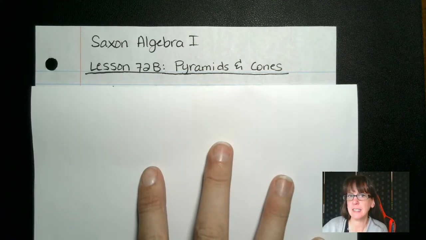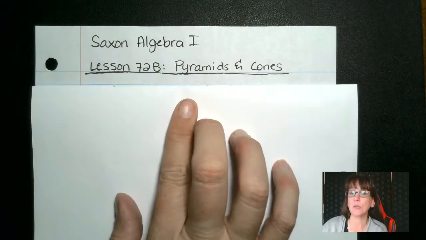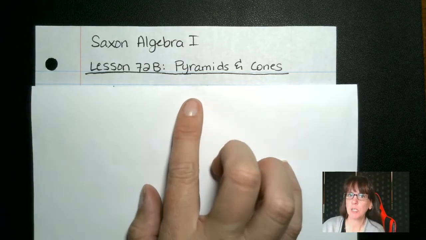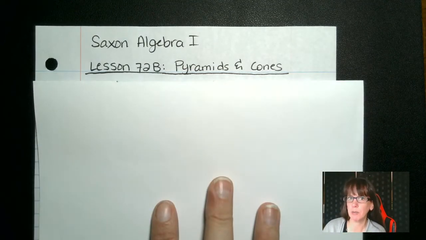Today we're talking Saxon Algebra 1, lesson 72b. So I already talked about the other one in the previous video. We're talking about pyramids and cones. Grab your notebook. You're going to want to write this down.